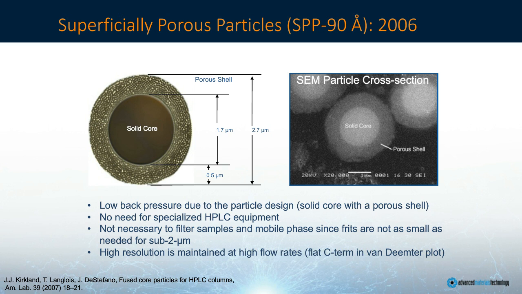These particles were being used for small molecules, and they exhibited low back pressure due to the particle design, so there wasn't a need for specialized HPLC equipment. And we're maintaining high resolution at higher flow rates due to the flat C term in the Van Deemter plot.